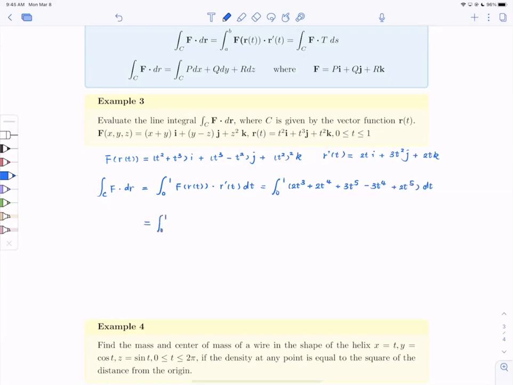So 0 to 1, 5t to the power of 5 minus t to the power of 4 plus 2t to the power of 3 dt, which equals 5 over 6 t to the power of 6, minus 1 over 5 t to the power of 5, plus 1 over 2 t to the power of 4, from 0 to 1. So this is going to give you 5 over 6 minus 1 over 5 plus 1 over 2. And that's 17 over 15.